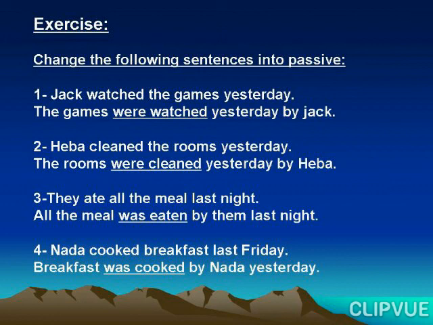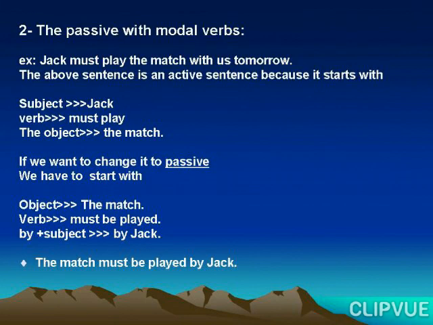So this is the form of our passive for today with the past simple. It is was or were plus PP. The passive with the modal verbs. So when I say Jack must play the match with us tomorrow, the above sentence is an active sentence because it starts with the subject Jack, the verb must play, and the object the match. If we want to change it into passive, we have to start with the object, the match, and the verb will be must be played, the passive form, and by the subject, by Jack. So the match must be played by Jack. This is the form of the passive with must, the modal verb.